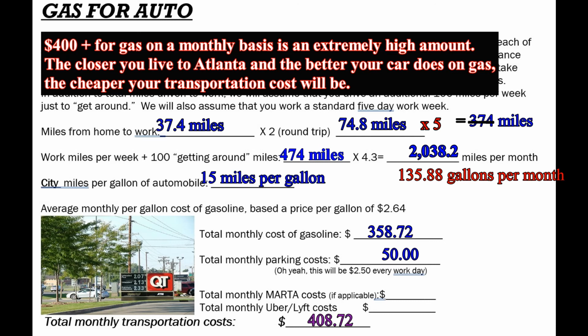Remember, budget project due Friday, November 20th. Make sure you are proactive and making progress.